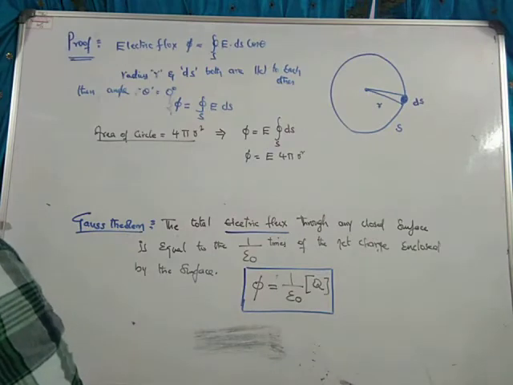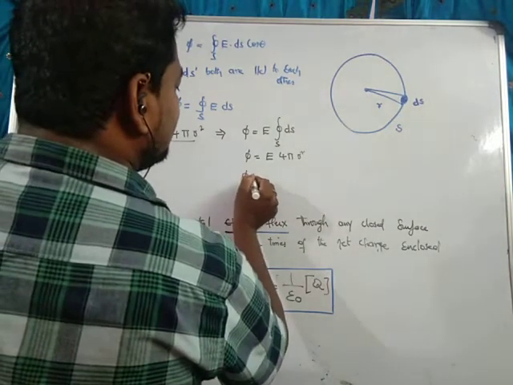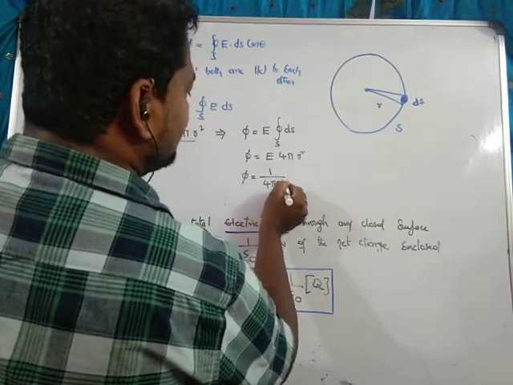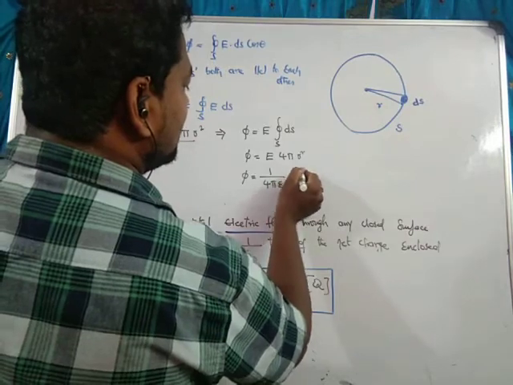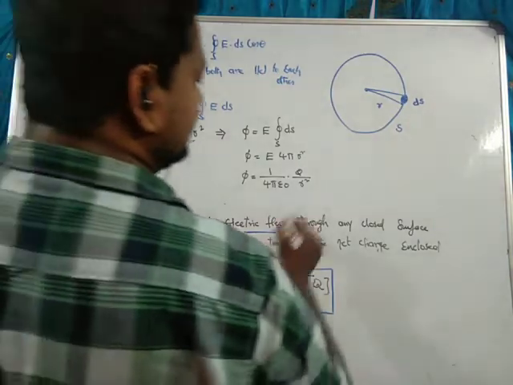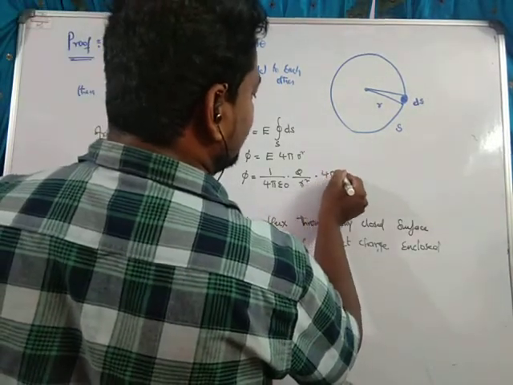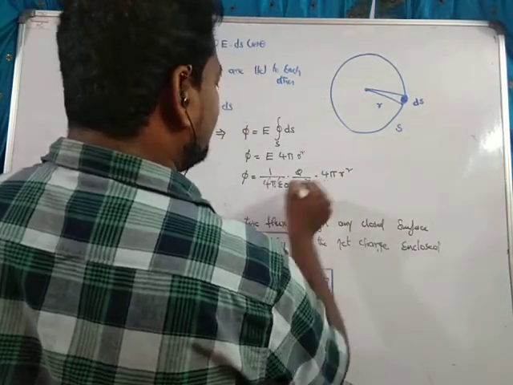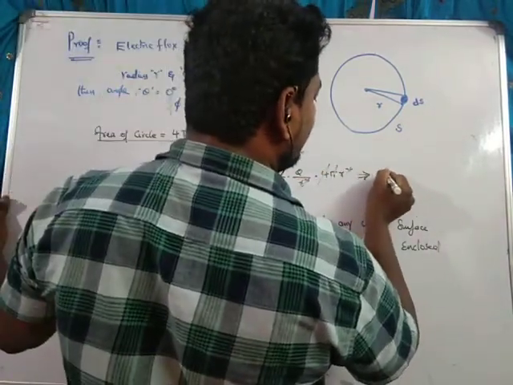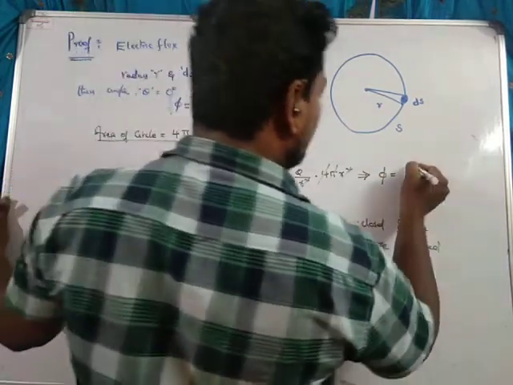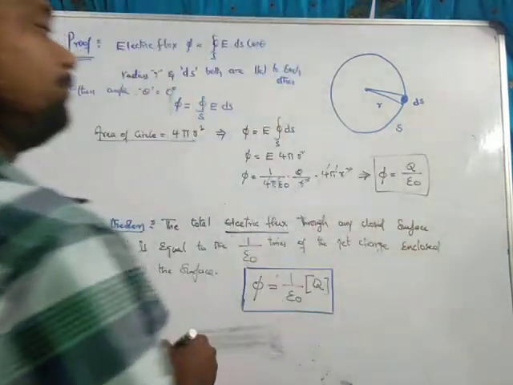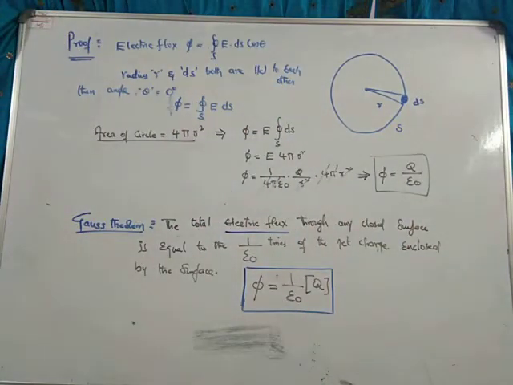And what is the value of E? We know the value of E is equal to 1 by 4 pi epsilon naught into Q by R square. So already we know the electric field, multiplied by 4 pi R square. The 4 pi R square cancels. So finally we get flux is equal to Q by epsilon naught. So this is the proof for Gauss theorem.